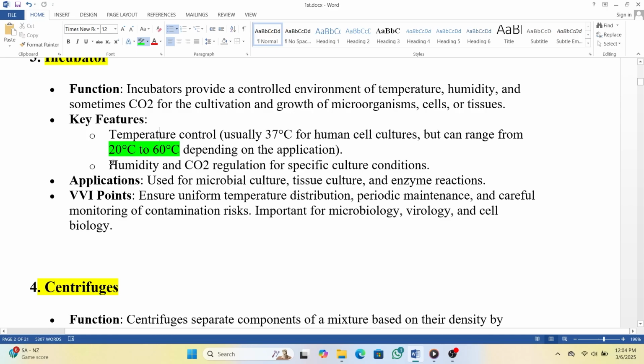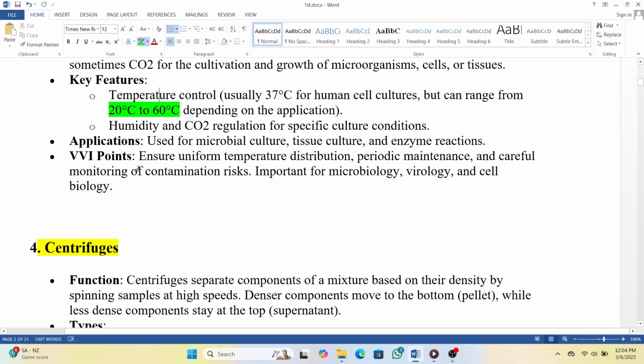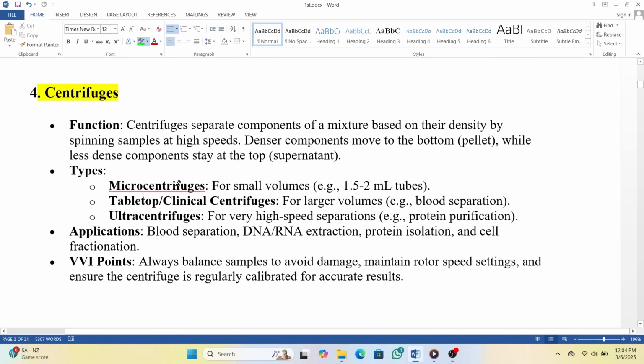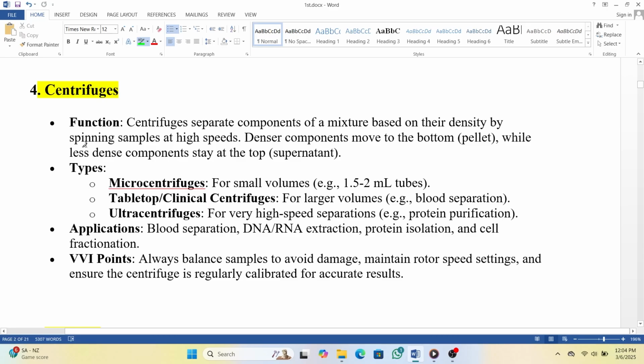Humidity and CO2 regulation for specific culture conditions. Applications: used for microbial culture, tissue culture, and enzyme reactions. VVI points: ensure uniform temperature distribution, periodic maintenance, and careful monitoring of contamination risks. Important for microbiology, virology, and cell biology. 4. Centrifuges. Function. Centrifuges separate components of a mixture based on their density by spinning samples at high speeds. Denser components move to the bottom, pellet, while less dense components stay at the top, supernatant.